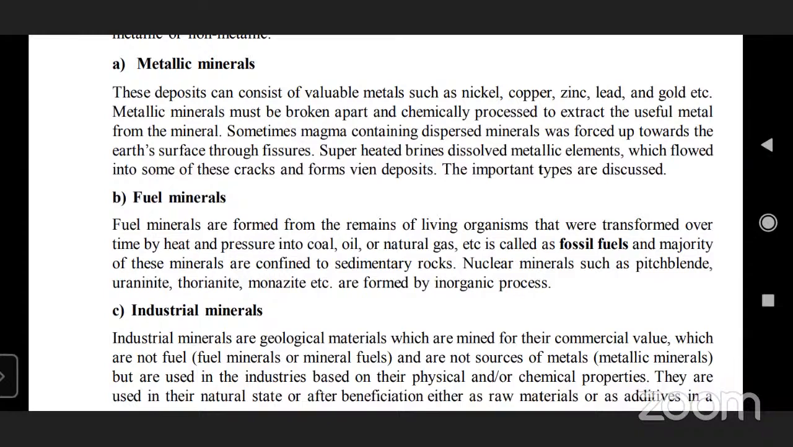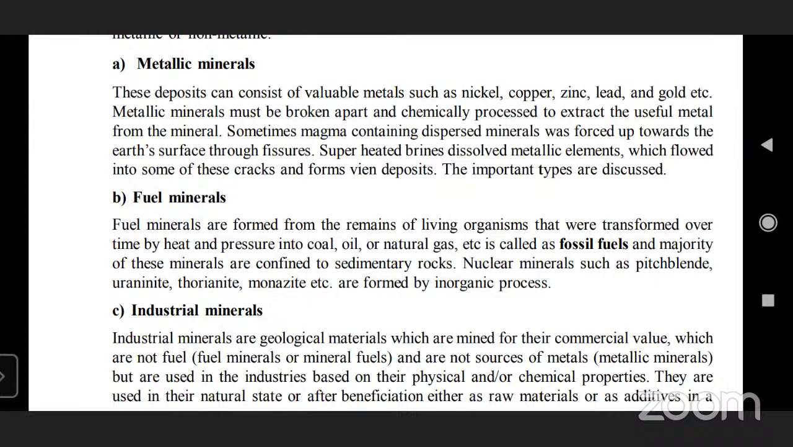Yes, fuel minerals. Fuel minerals are formed from the remains of living organisms that were transformed over time by heat and pressure into coal, oil, or natural gas, etc., which are called fossil fuels.